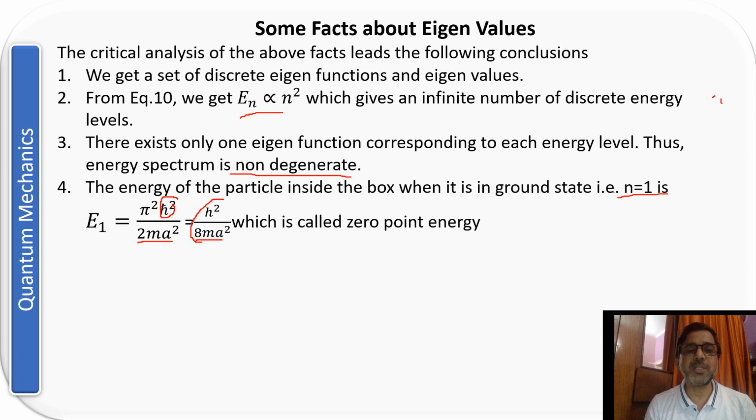h bar is your Planck's constant over 2π, m is the mass of the particle, and a square, where a is the width of the box, or you can say it's a vibrational state. It is how far the atoms can vibrate.